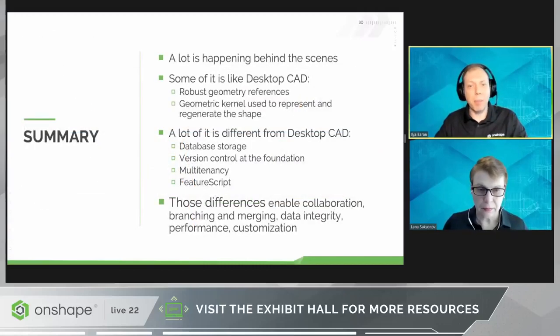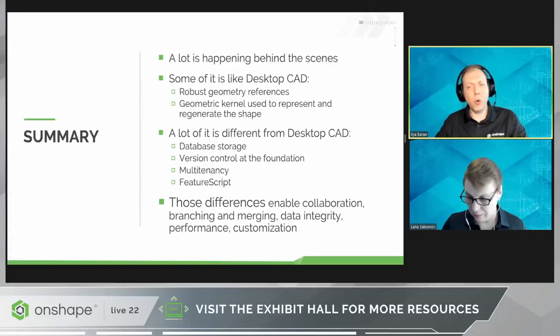Let's sum up. There's a lot going on to make even simple operations happen. Some of it is similar to what you'll find in a professional desktop parametric CAD system. For example, all such CAD systems have some way of robustly referencing geometry, typically based on the parametric history. And all such CAD systems rely on a BREP geometry kernel for the basic operations. But there's a lot that is very different also.